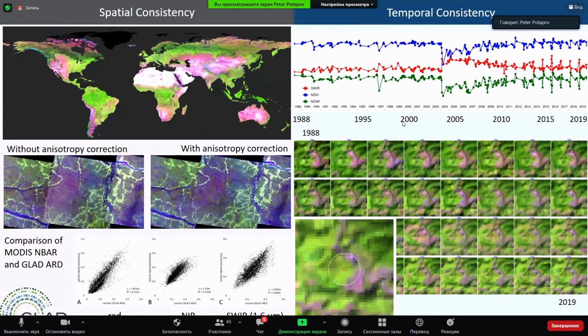In 2004, this part was also cleaned, and then the crowns of the trees were restored, but the phenology changed. We see that this type of trees, this species, in the dry season, they shed leaves over a short period of time.